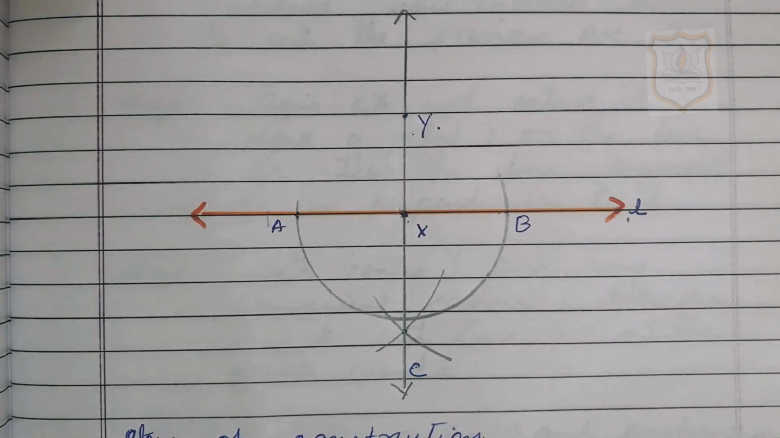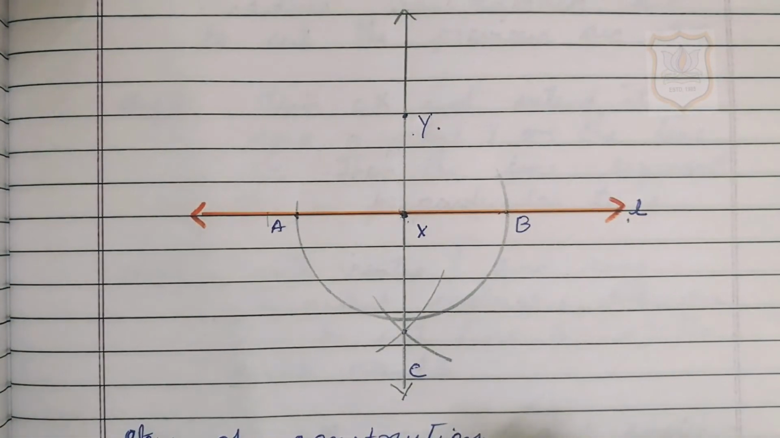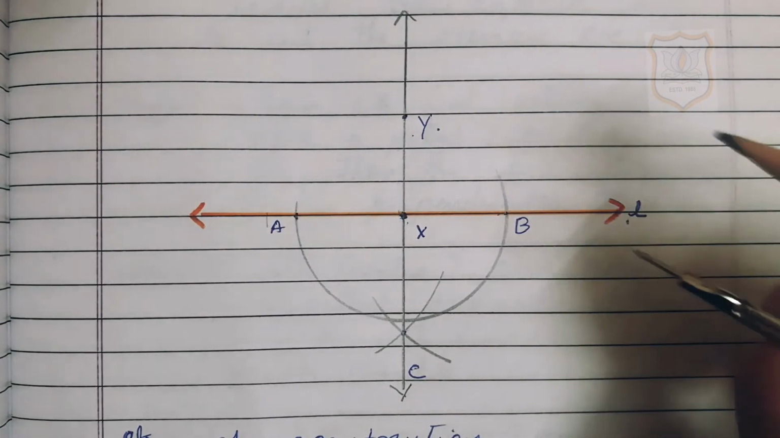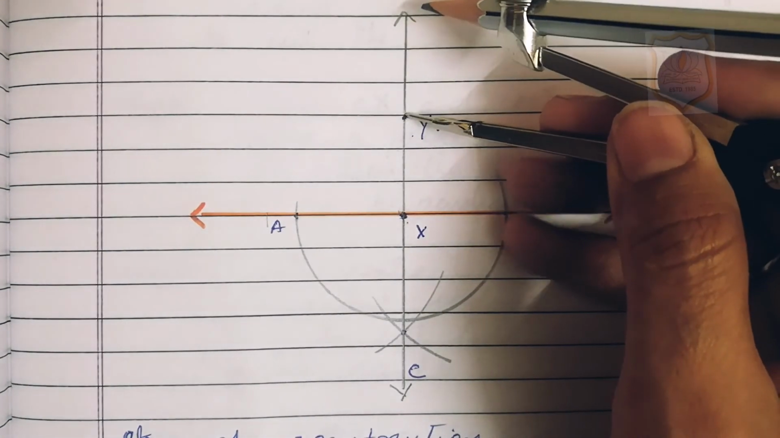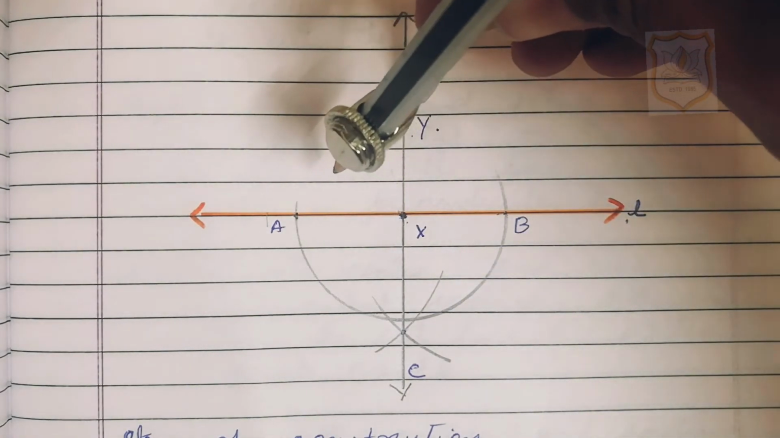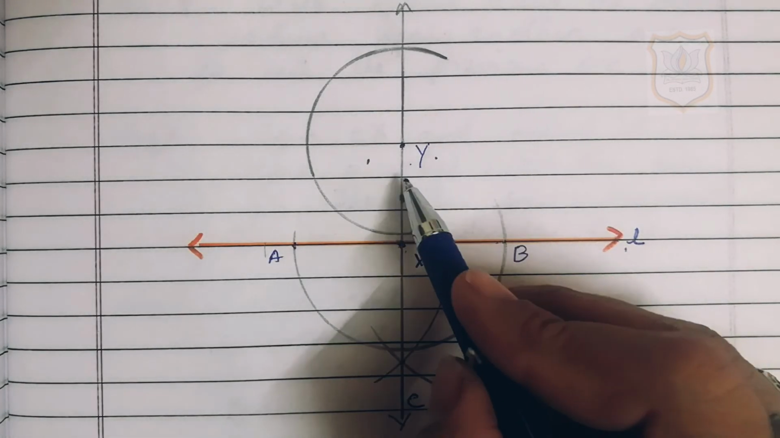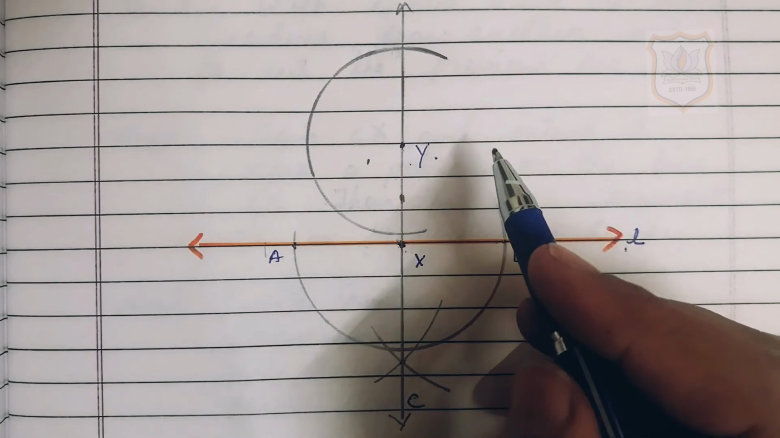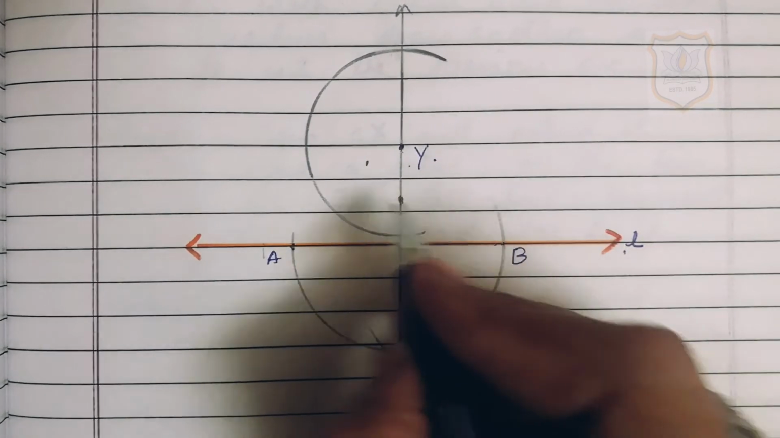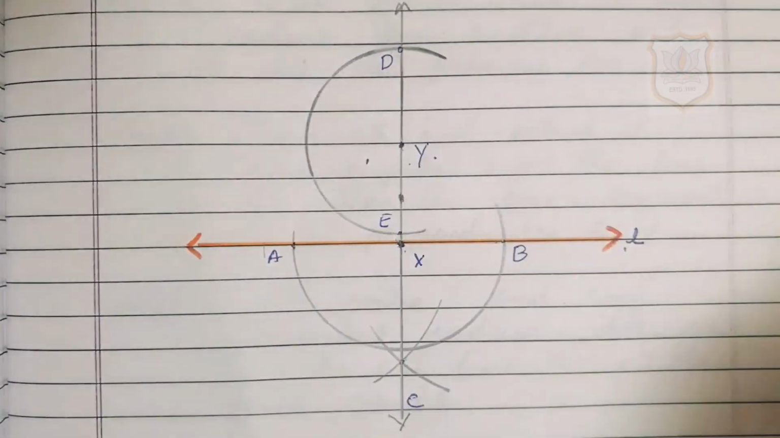Now step number 6 is with the center Y and any convenient radius draw an arc to cut the line XY. Now students, we will take any radius and take the center Y and draw an arc which will cut the line XY. In this way we have to draw an arc with center Y which will cut the line XY, and we will name it as point E and this point is point D.